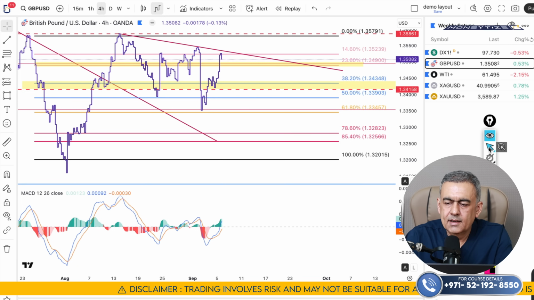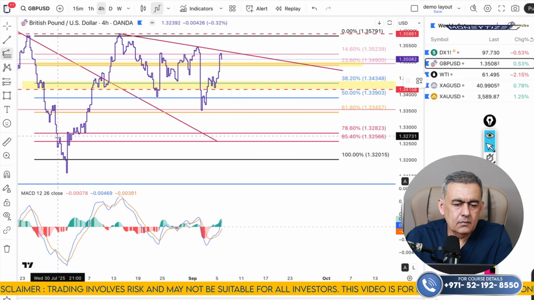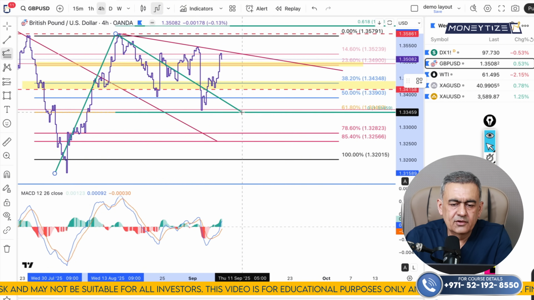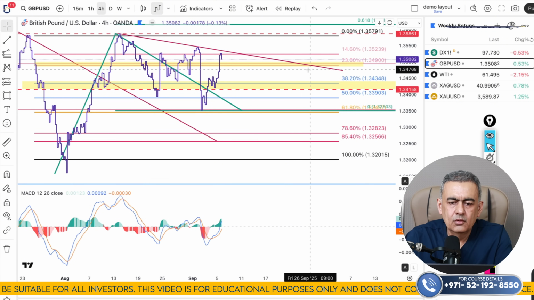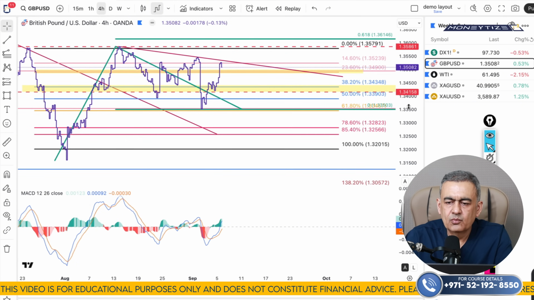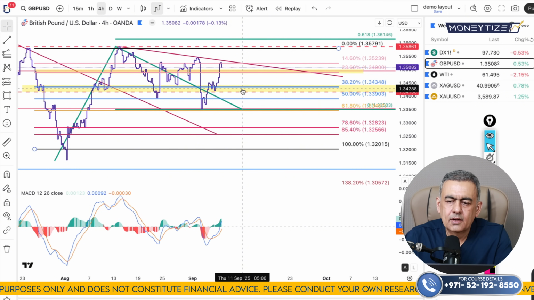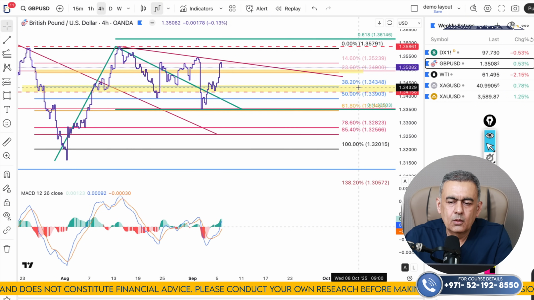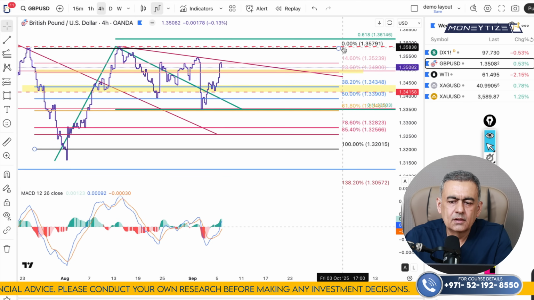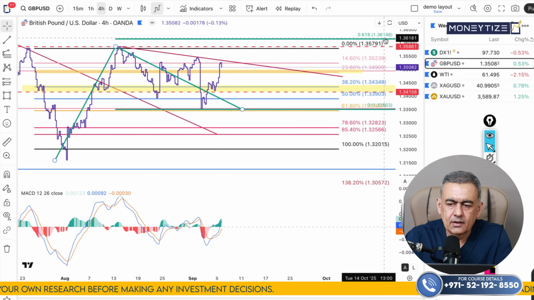The first target would be 1.3579. And if buyers are able to complete and break, I need to apply one more extension here. Give me a second. One more extension applied. Yes, if buyers are able to complete the breakout above 1.3579, then the next target would be 1.3614. So in short, the plan is, as long as GBPUSD remains above 1.3434 or 1.3390, I'm expecting 1.3579 to 1.3614 as the nearest target.